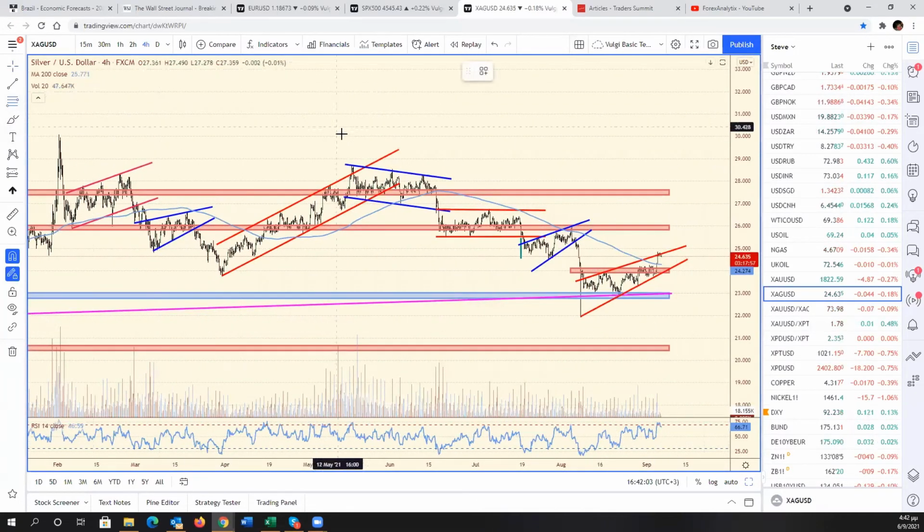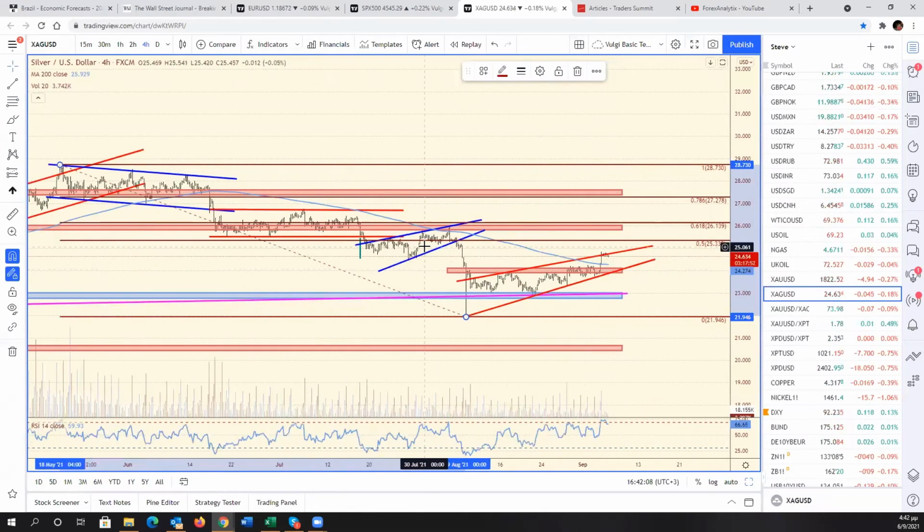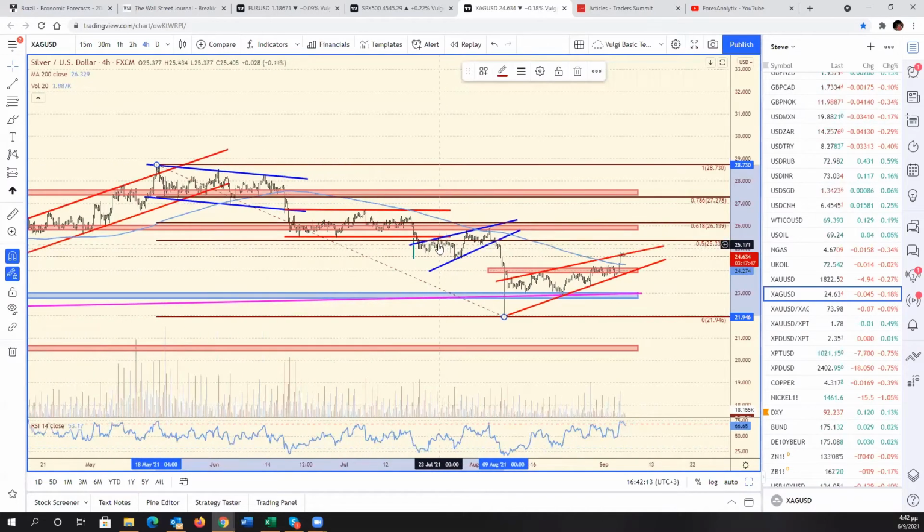But let's also fib this. Okay. So next area of resistance. It's a good question. I don't see something on the 4-hour chart that really jumps out as amazing. So I'll have to use the 50% fib at 25.34. And support being here, 24.22.